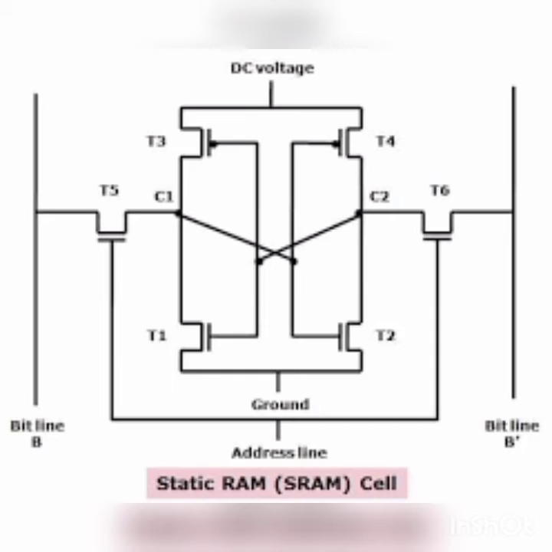Same as dynamic RAM, the static RAM has an address line used to open and close a switch. The address line controls 2 transistors, T5 and T6. When a signal is applied to this line, the 2 transistors are switched on, allowing a read or write operation. For a write operation, the bit value is applied to line B, while its complement is applied to line B bar. For a read operation, the bit value is read from line B.